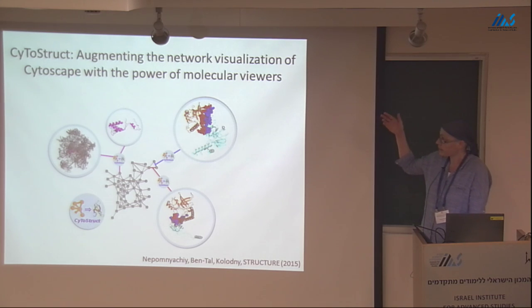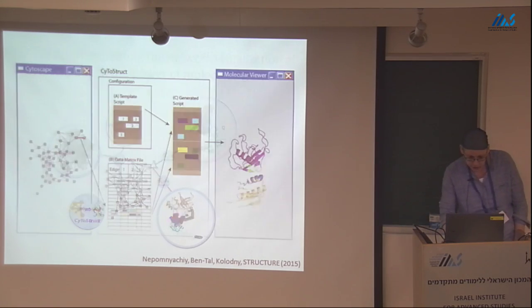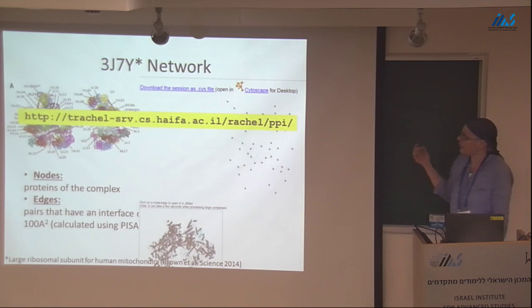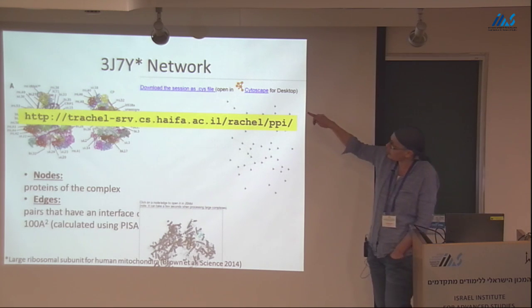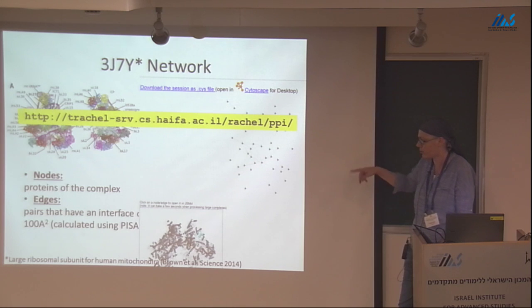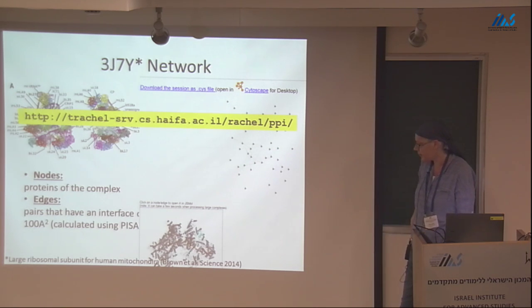What we noticed is that we can visualize molecular complexes with it as a network. And we did it. Here's an example of how we visualize this network. Here's the structure of 3J7Y, which is a large ribosomal subunit of the human mitochondria. It was published in Science last year.